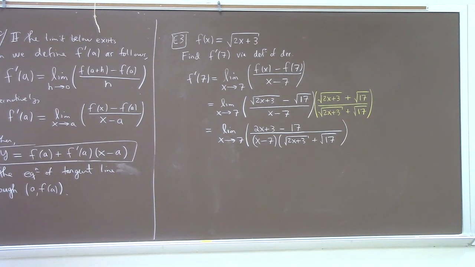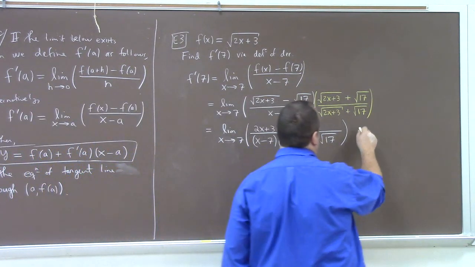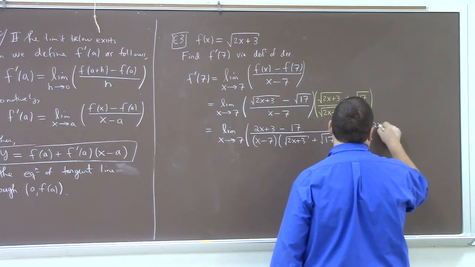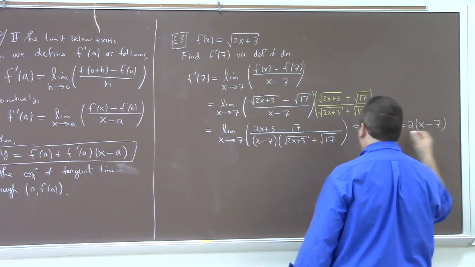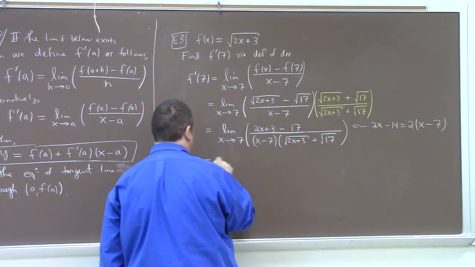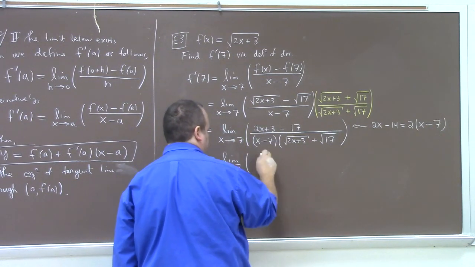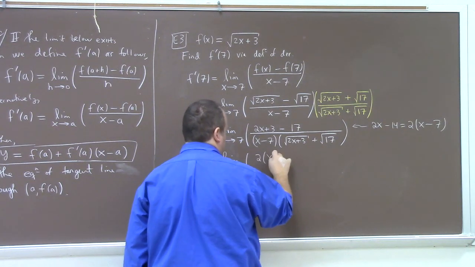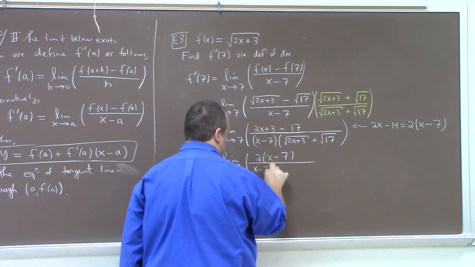How does that simplify? What do you got? Looks like we got a 2x minus 14, right? 2x minus 14, which is what? That is 2 times x minus 7. Ha-ha! I can see the light at the end of the tunnel here. And I don't think it's a train. Let's see here. x minus 7.